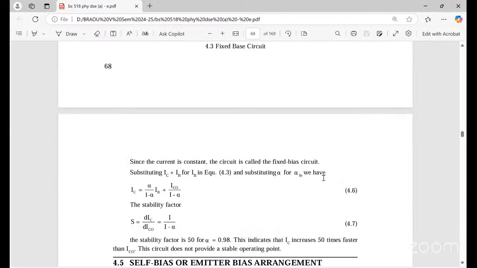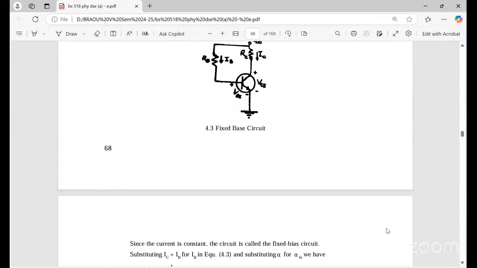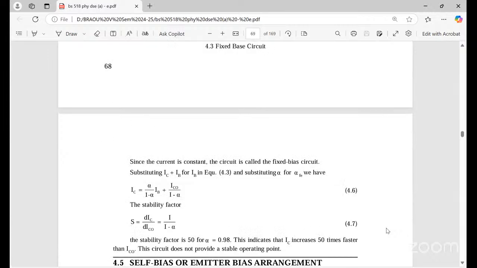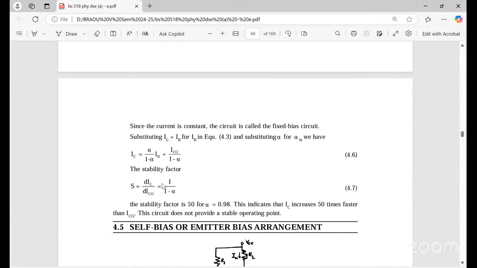Here the current is constant, so this circuit is called fixed bias. Substituting these equations, IC equals the total collector current, that is beta IB, that is alpha by 1 minus alpha into IB plus ICBO over 1 minus alpha. So the stability factor is what we get out.